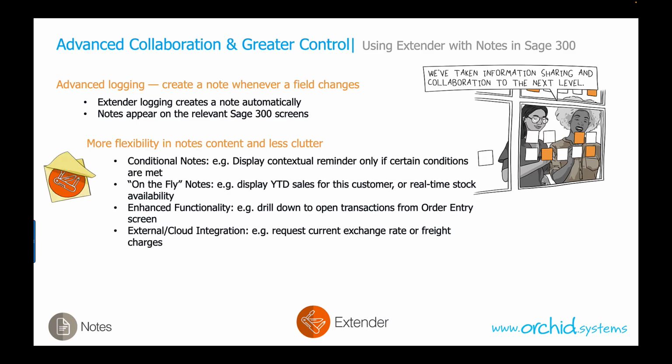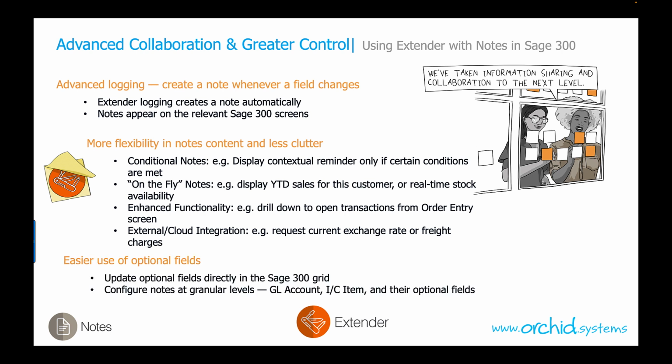You have more flexibility in building your notes content and less clutter, because you can write conditional notes, only showing the note if certain conditions are met, build on-the-fly notes that can include drill down to open some transactions from order entry, or integrate to external applications, for example, to request current exchange rates or freight charges. And like with Document Management Link, Extender can help with easier use of optional fields that you update directly in the grid, and you can then configure notes against these columns in the grid more easily.